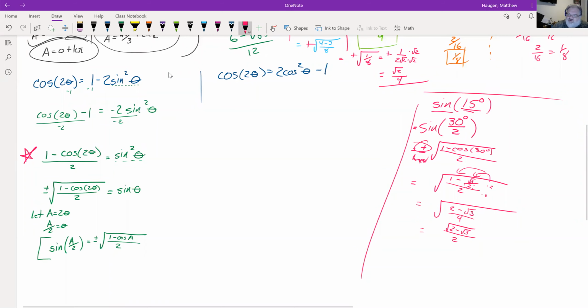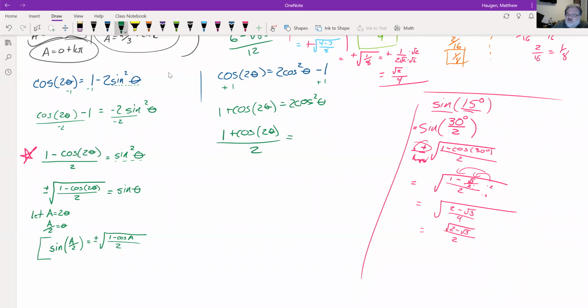For cosine, though, we do exactly the same process. Add the 1, get 1 plus the cosine of 2 theta equals 2 cosine squared theta. 1 plus the cosine of 2 theta divided by 2 equals cosine squared theta. Take a moment to recognize that this is a power reduction formula for cosine, which will be extremely powerful later on in your mathematical careers. Frankly, for the most part, you use this form a lot more than you use this form. We just don't have anything to do with it right now because we don't have those calculus tools. Once you have those calculus tools, this is the big tool. But the other one does come up every now and again.